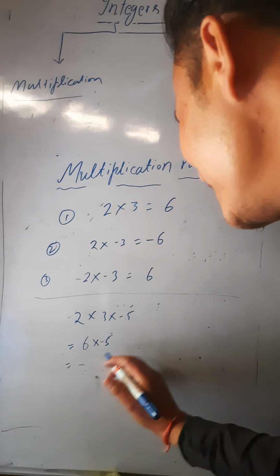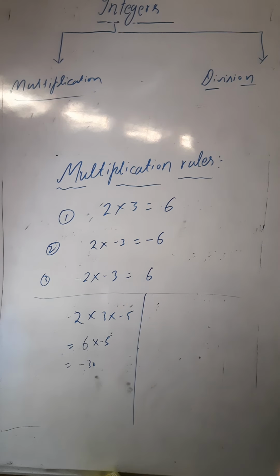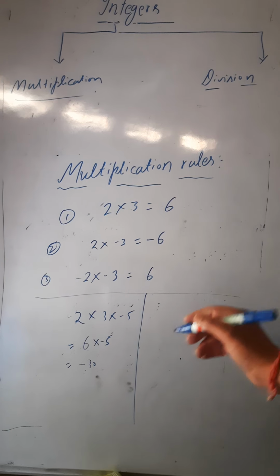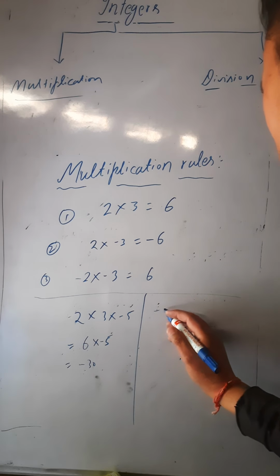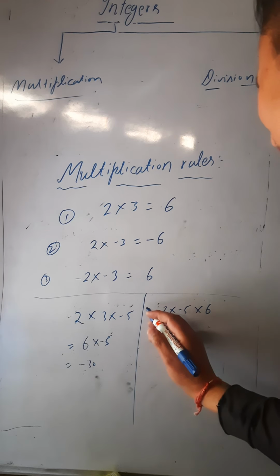Very good. So it will be 6 5s are 30. This is how you can solve this. Are you getting this? Now let me write one more question: minus 2 multiply minus 5 multiply 6. Okay, this is the second question.